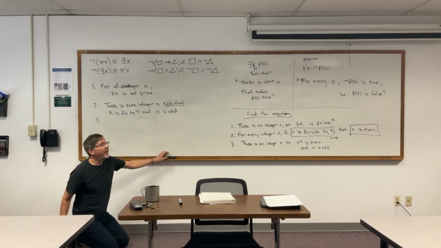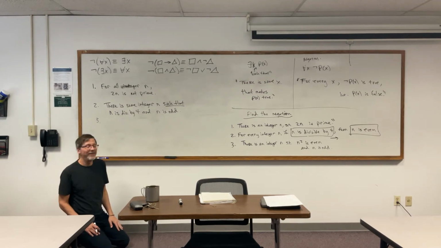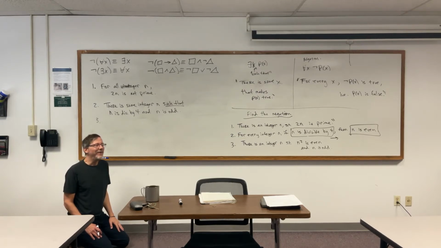Can someone else help me with the third one? Daniela, you got that third one? No, it's okay. All right, cool. Tracy looks like he has it, but we're making do double duty here. Abraham, what do you think? For every integer n, such that n squared is odd and n is even.